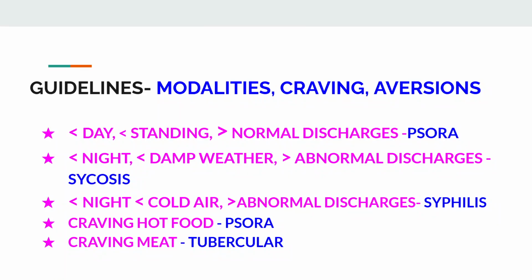Craving hot food goes with psoric miasm. Craving for meat is tubercular miasm.